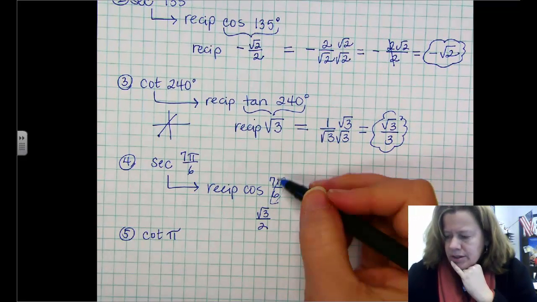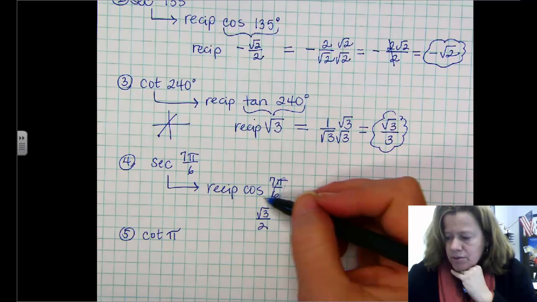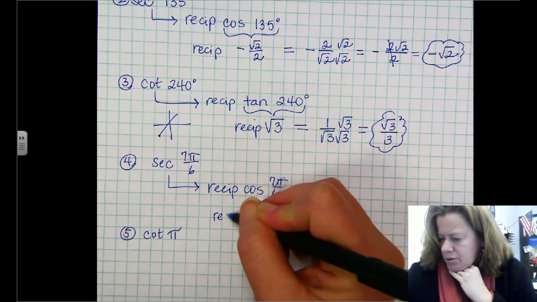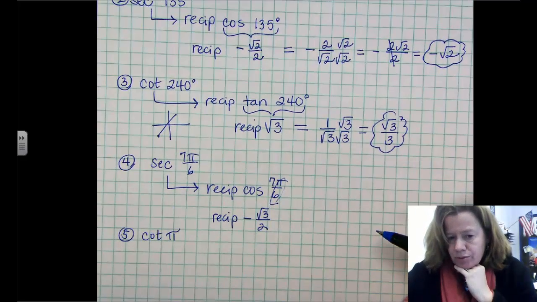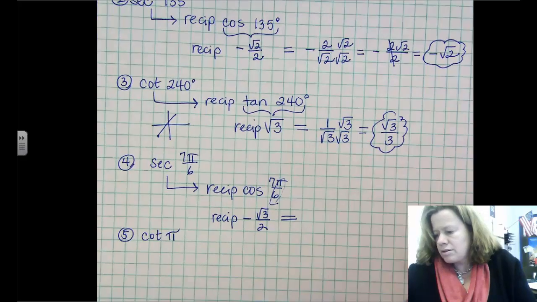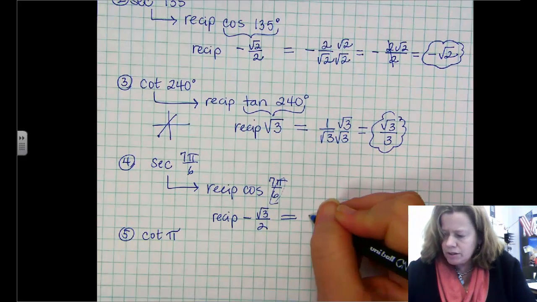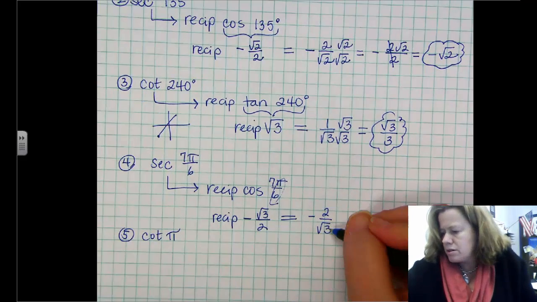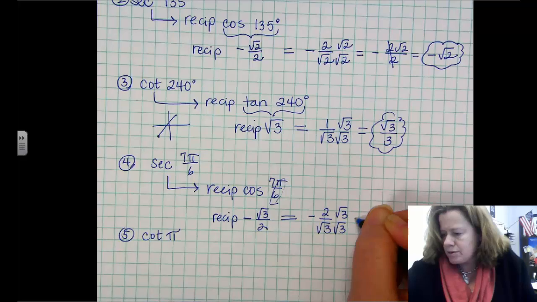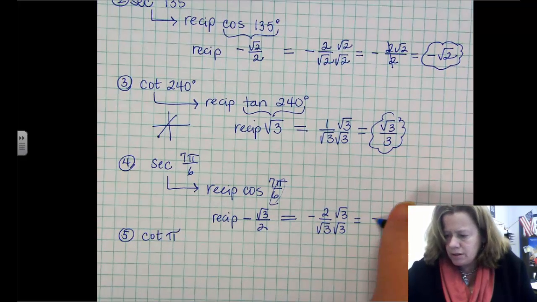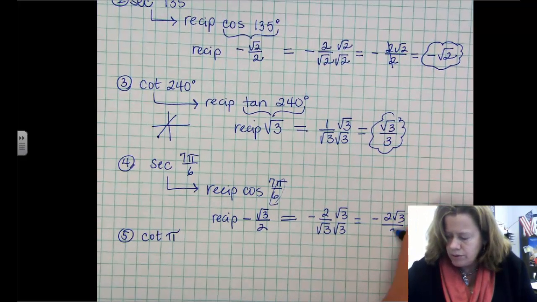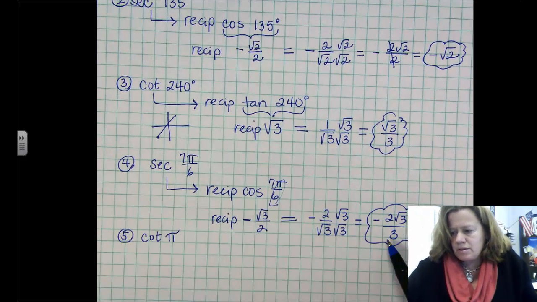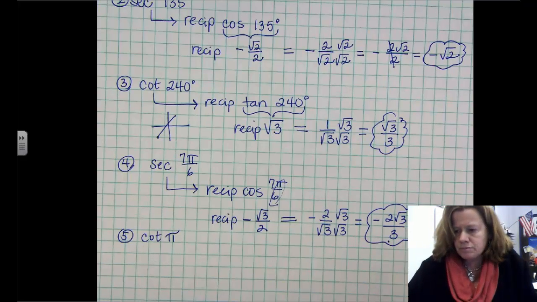But it's 7 30s. 7 times 30 is 210. So it's the cosine of 210. Quadrant 3, cosine is negative, so I need the reciprocal of negative root 3 over 2. So now I take negative root 3 over 2 and flip it, so I have negative 2 over root 3. Again, no square roots in the bottoms of fractions. Multiply both parts by root 3, and we get negative 2 root 3 over 3. The secant of 7 pi 6 is negative 2 root 3 over 3.